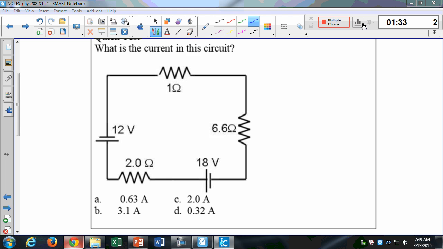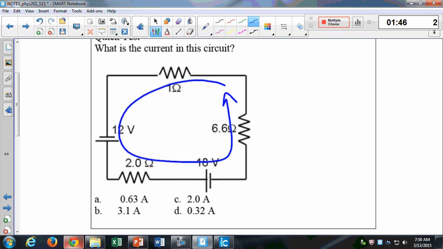Y'all know where to start on this? No? Alright, let me give you a little jump start here. So I'm just going to pick a direction for the current. If you already chose a different direction, that's fine. I'm going to say that the current is flowing in this direction. So that's my current I. And then I'm going to pick a direction to travel through the circuit. I'm going to start right here and go in that direction all the way around the circuit, adding up the changes in potential until I get back to that same point. And I know that the sum of all those changes in potential will equal 0.